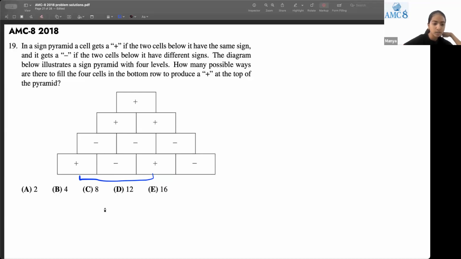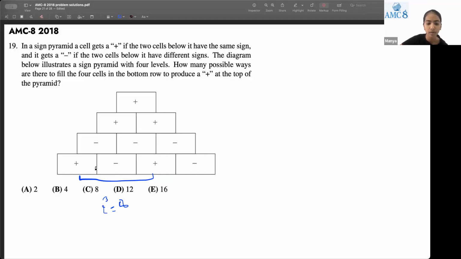So there's going to be, we can choose two of them freely. So there's going to be 2 to the power of 3, which is going to be 8, 8 different ways to arrange these three. To arrange these three, we can choose these freely. So there's going to be two ways, by two ways I mean negative and positive.